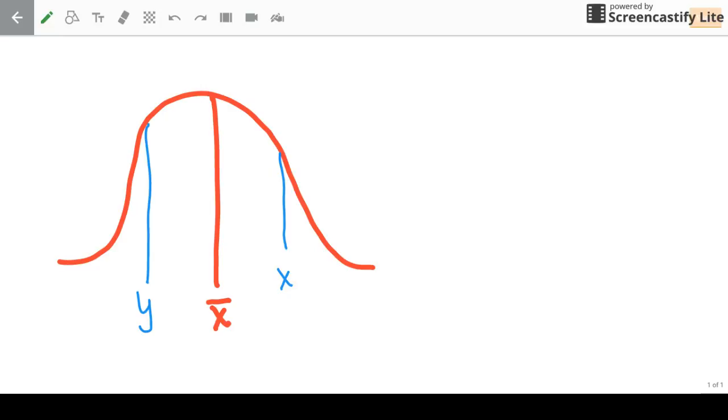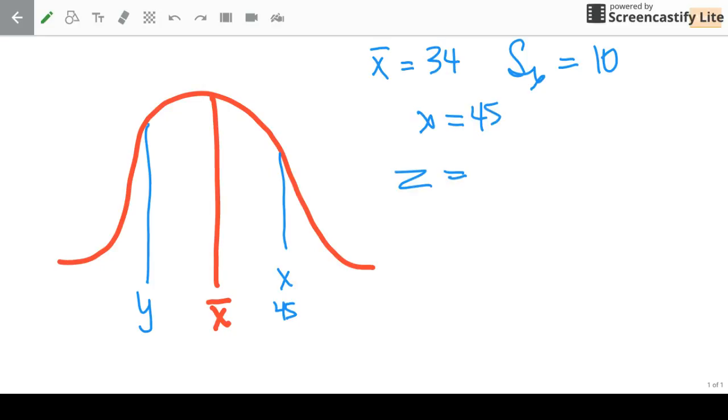So if I want to figure out what x is, and I know that the mean equals, let's say, 34, s of x equals 10, and x, let's say, is 45. Okay. Oops, keep putting a mean. So x equals 45. So what would be our z-score?